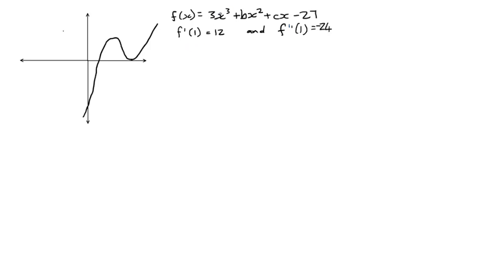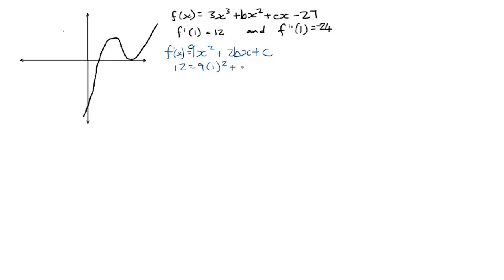I'm going to derive the original function. So 9x squared plus 2bx plus c. And when I derive a constant, it falls away. So what I've just done there is the derivative. And now wherever there's an x, I'm going to put 1. And wherever there's a derivative, I'm going to put 12.